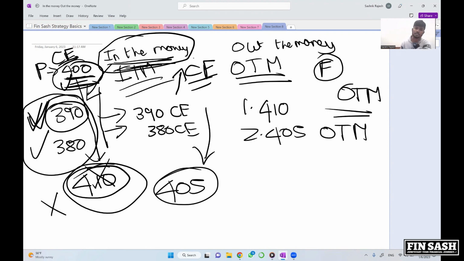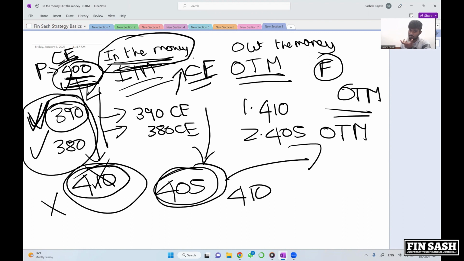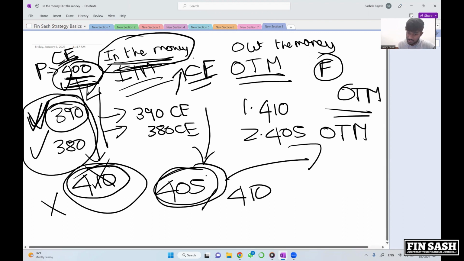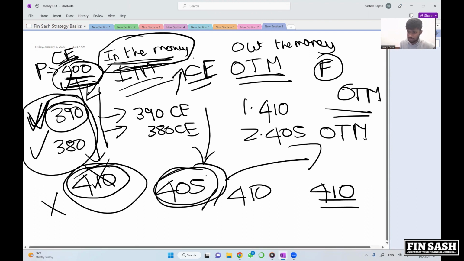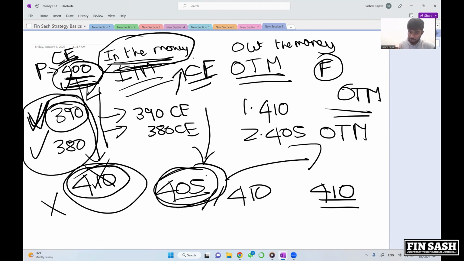So for example, if Tata Motors moves to 410, does 405 still stay OTM? You guys tell me. Write it in the comment section below. No, right? Because is it any more valid? So let's ask ourselves. The current price for Tata Motors is 410. Is 405 above 410 or below 410? Below, right? So the condition is true. So 405 becomes ITM.